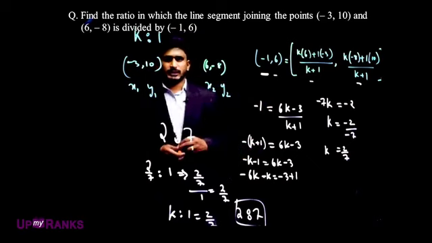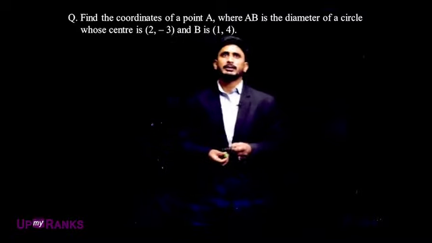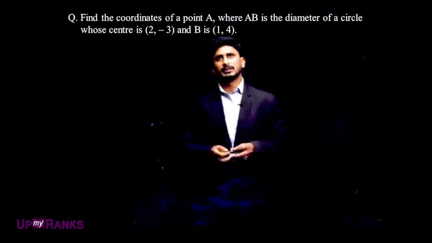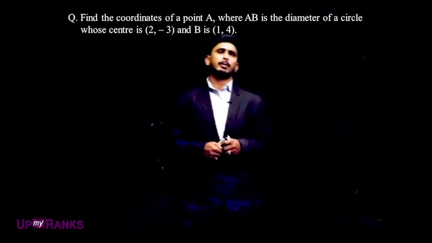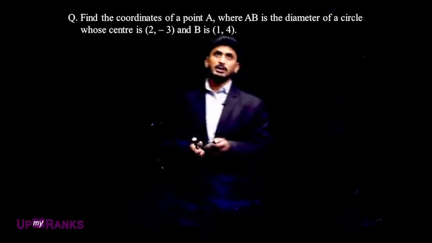So let's move on to the next question. So this is the next question. Find the coordinates of a point A where AB is the diameter of a circle whose center is 2, minus 3 and B is 1, 4. So the question is given like this.